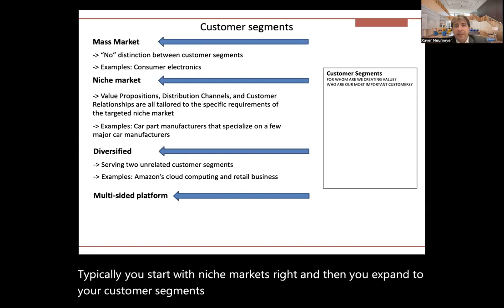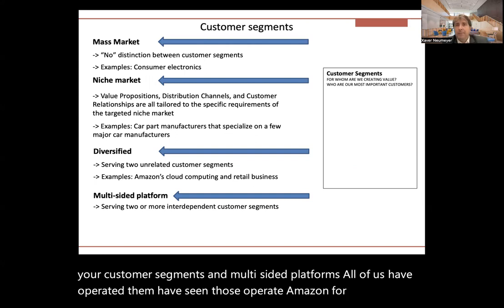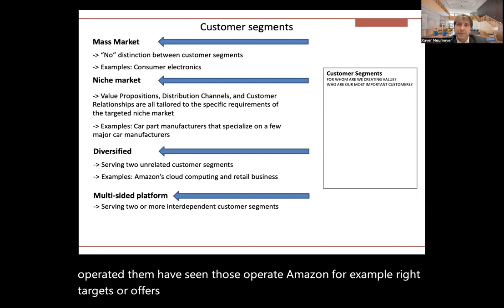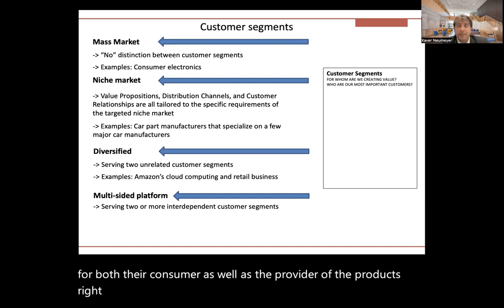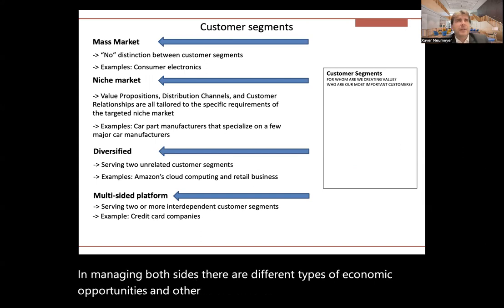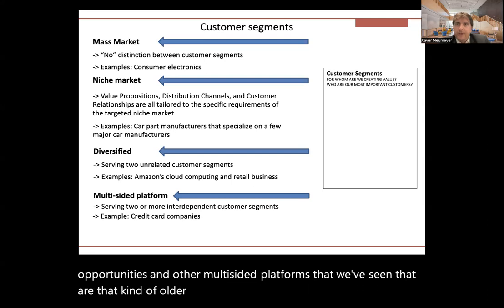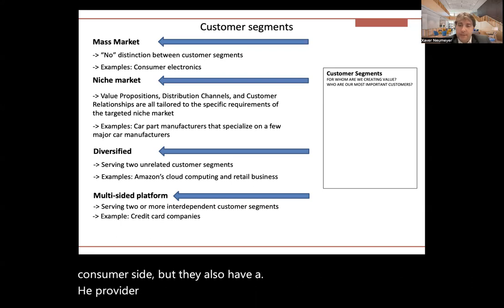And multi-sided platforms, all of us have seen those operate. Amazon, for example, offers a business model that is essentially a platform for both their consumers as well as the providers of the products. So they have to manage both sides. And in managing both sides, there are different types of economic opportunities. Other multi-sided platforms that we've seen are credit cards. Credit card firms have a consumer side, but they also have a provider or a business side to them.